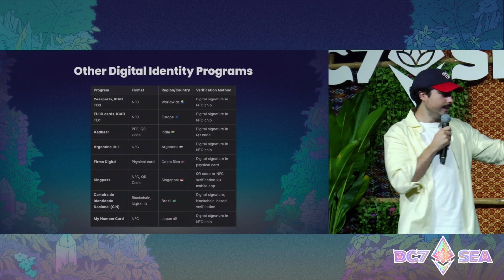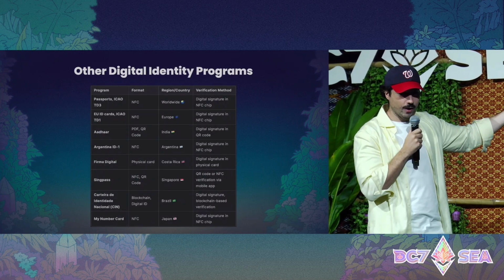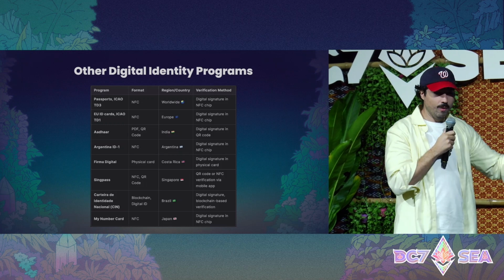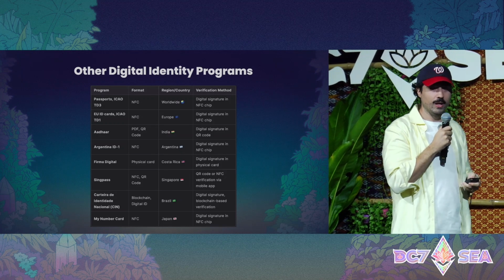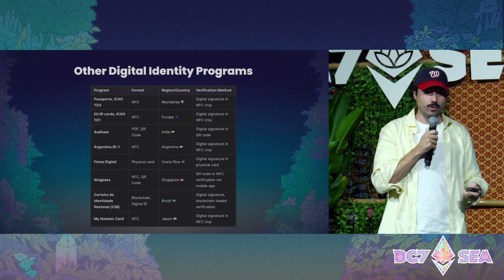I'm working on AnonAadhaar, but here is a sample of all the other digital identity programs that could also be snarkified.